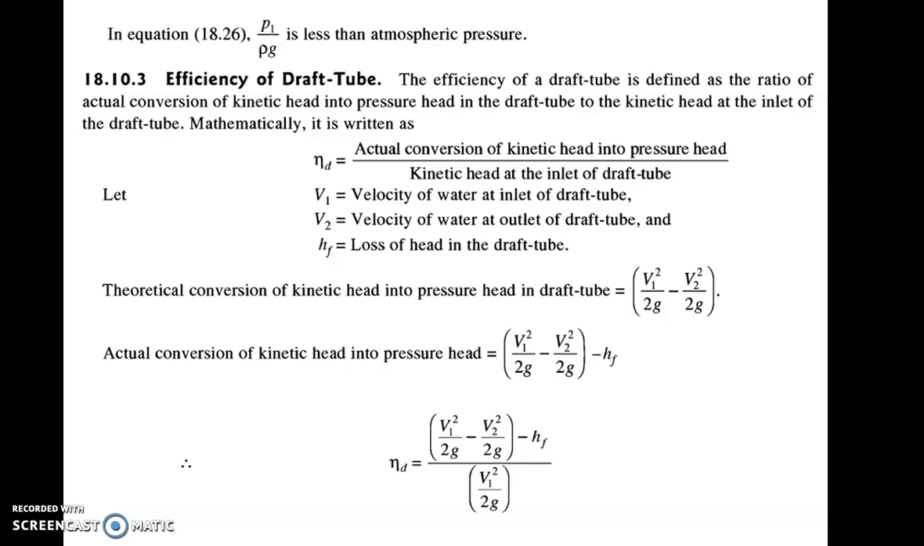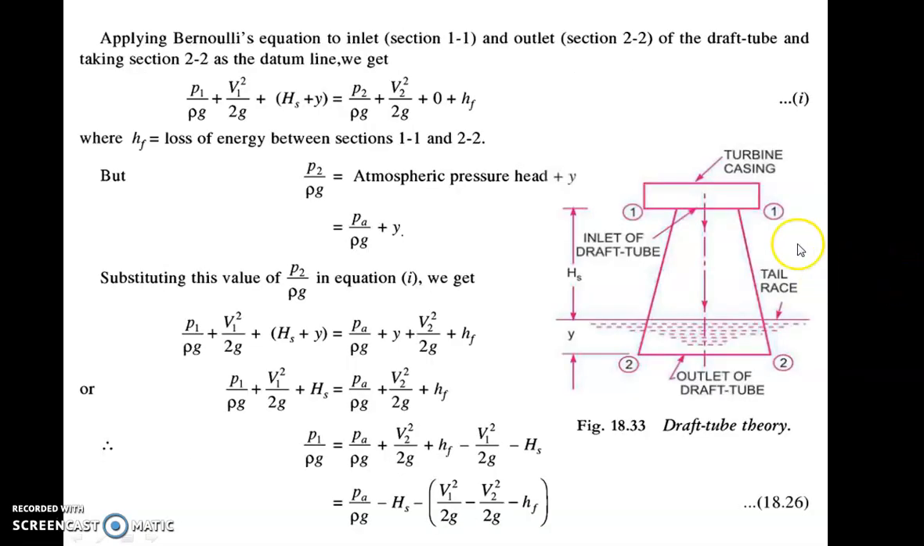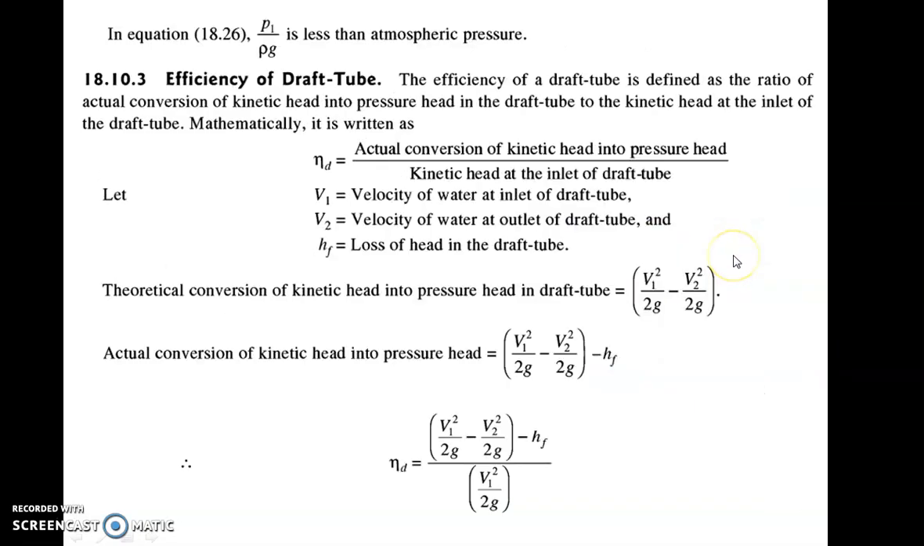There is one more important point in the numericals. It is asked, efficiency of a draft tube. What is the efficiency of a draft tube? As we have seen, across the draft tube there is friction, friction loss HF. If you consider that friction loss, then you will come across the term efficiency of the draft tube. Its function is to convert kinetic energy into pressure energy. So the efficiency is the actual conversion of kinetic energy into pressure energy to the theoretical kinetic energy at the inlet of the draft tube.